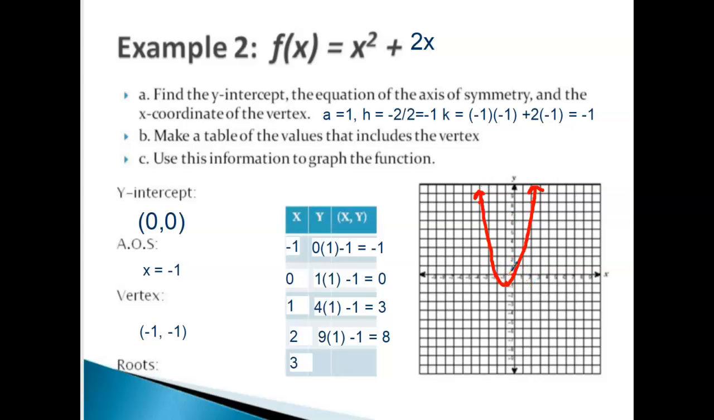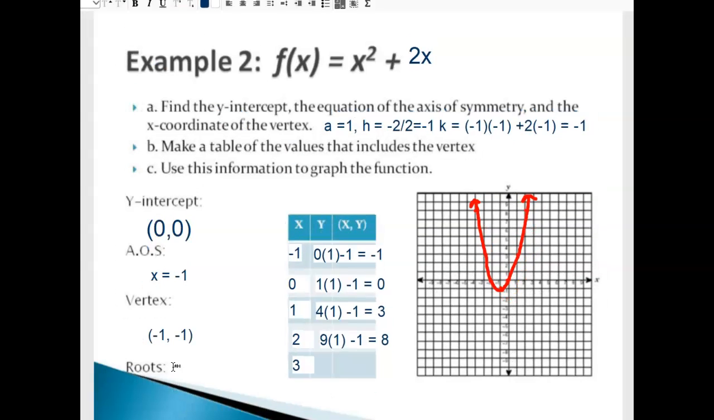Connecting our points, we see that we have 2 roots at negative 2 and 0. So again, I have 2 roots, or 2 solutions, at x equals negative 2 and x equals 0.